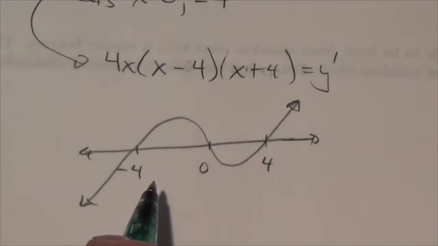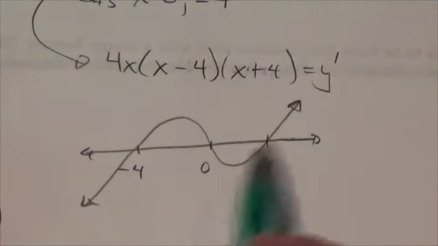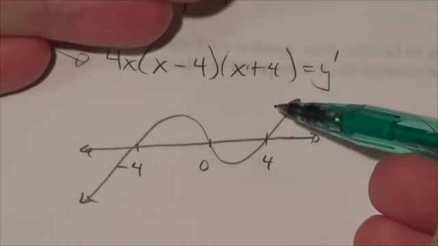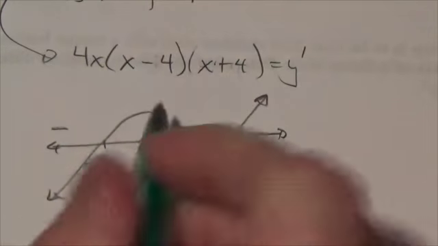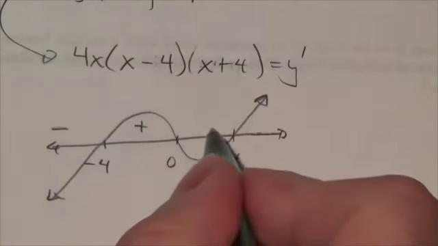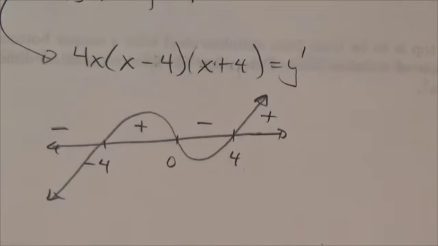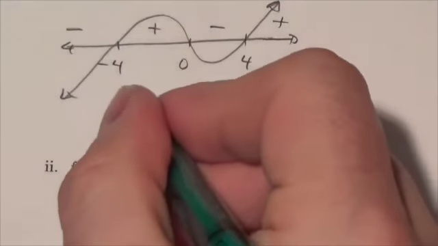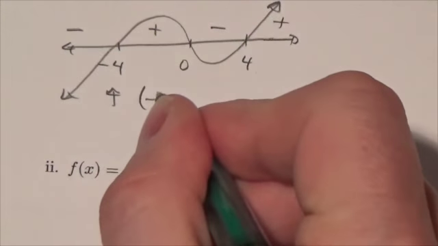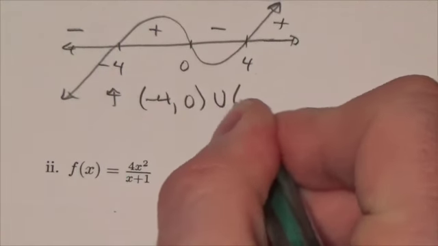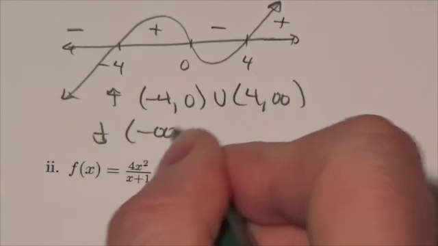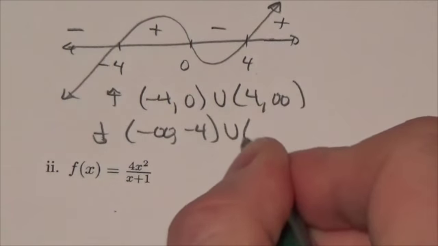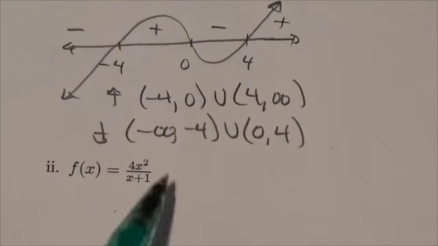Now, we want to figure out the intervals of increase and decrease. Those correspond to where the derivative is above the x-axis or below the x-axis. So it's below here, it's above in this little pocket right here, it's below in this little pocket, and above over here. So then we could write down in interval notation: this thing is increasing on the interval negative 4 to 0 and then 4 to infinity. And it's going to be decreasing on negative infinity out to negative 4, union 0 to 4. So those are our intervals of increasing and decreasing.